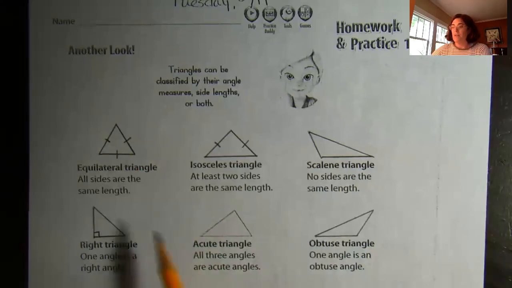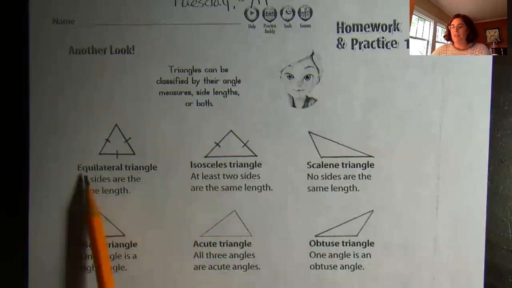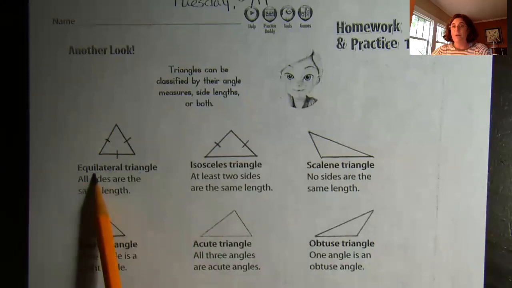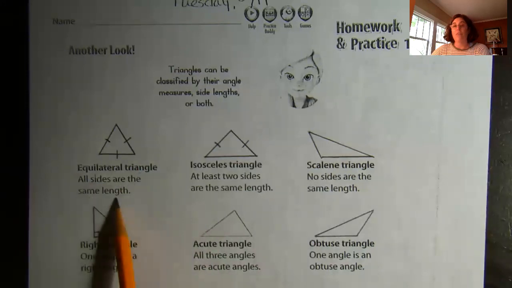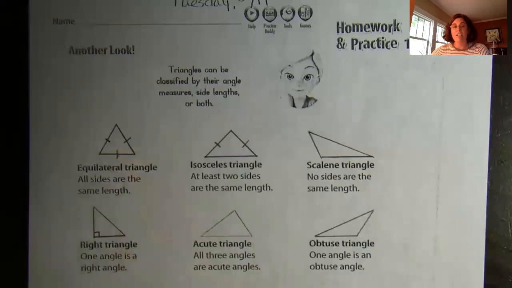So our first type of triangle is called an equilateral triangle. You'll notice that root word equa is similar to equal. And that's how I remember what this triangle is. All the sides have the same length, or equal lengths. And when it's drawn, you'll see these little hatch marks across the sides, and that is telling us that all of those sides are the same length.